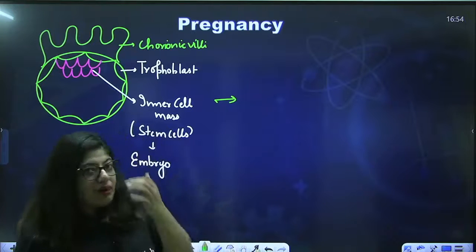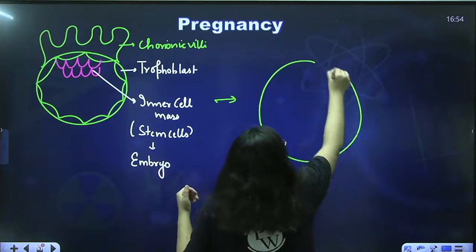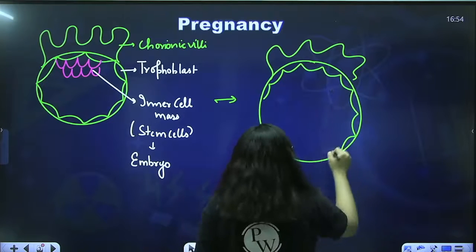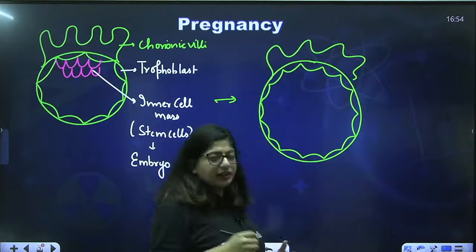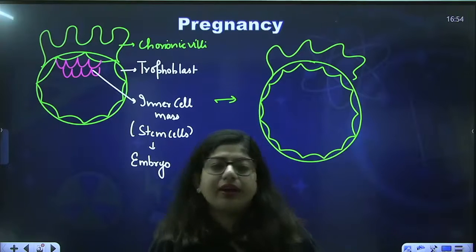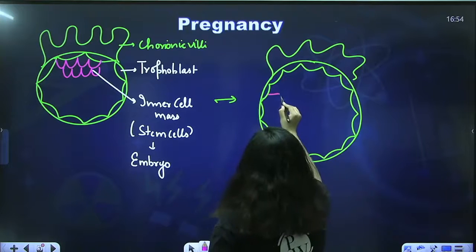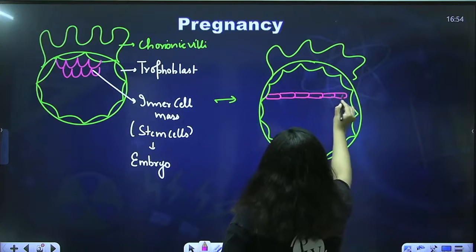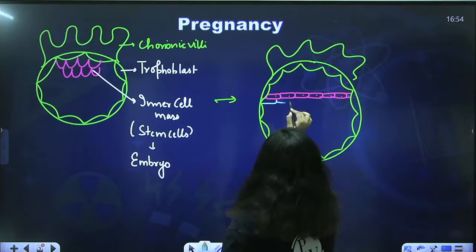But what will the inner cell mass be doing at this point? Because changes are occurring, right? This is chorionic villi, this is trophoblast. This inner cell mass will be divided into two kinds of cells. Some cells are tall, columnar, and other cells are cuboidal. So the inner cell mass gets differentiated into two layers, the upper and the lower layer, like this.